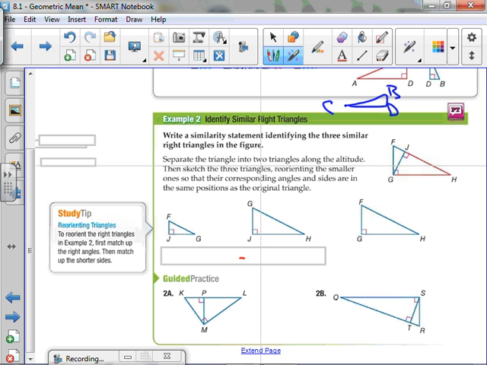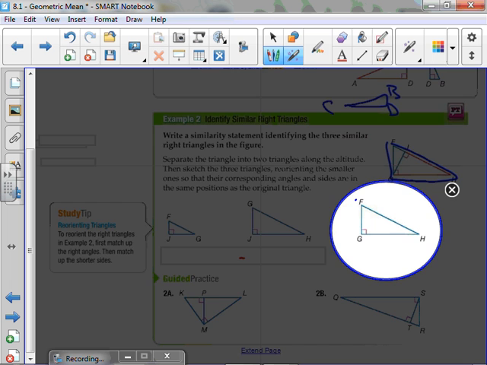That's this one right here. And we draw it right over here. And we just leave it exactly the way it was. Okay? Cool.